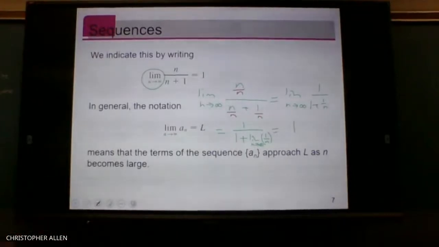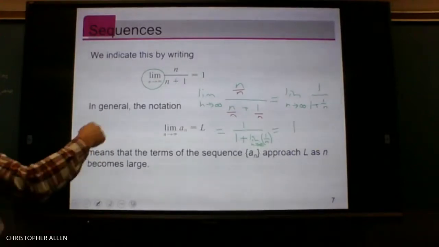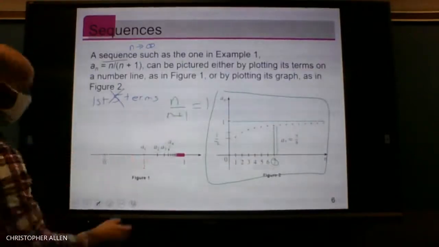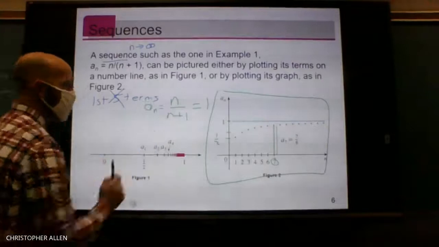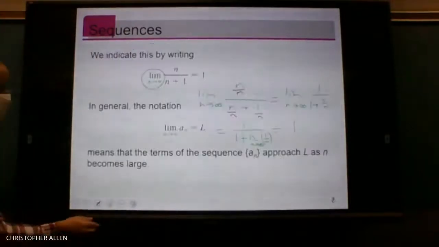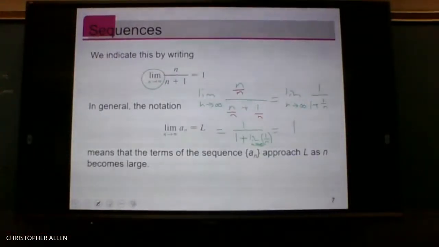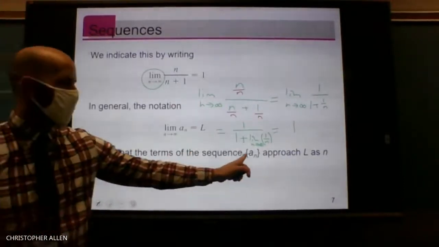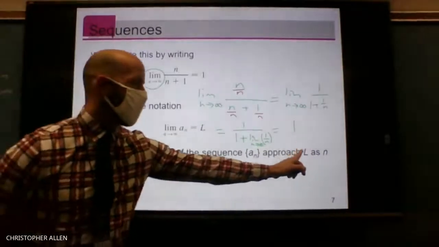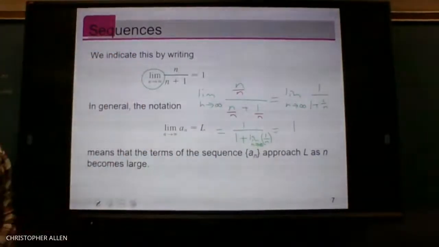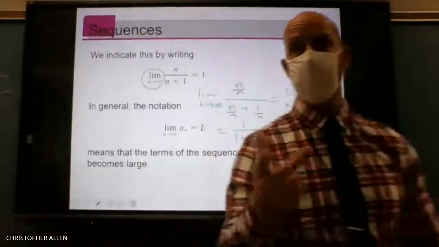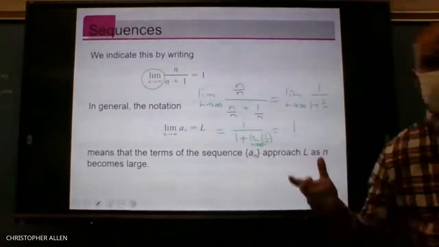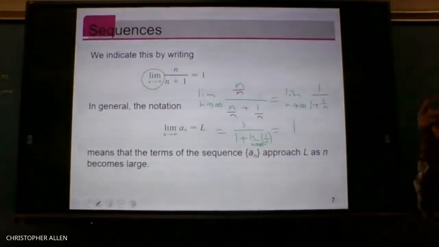So this sequence, a sub n, has a limit, and that limit is 1, and this is the idea. This means that the terms of the sequence, a sub n, approach L as n becomes large. So now we just hit the second big idea of this lesson, and that is the fact that a sequence can have a limit.